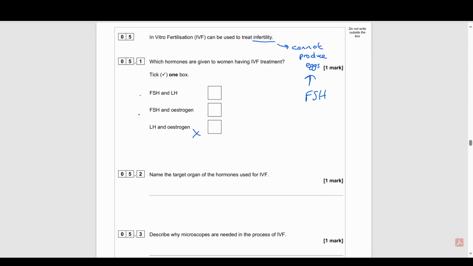But even though some women can produce eggs, they might not be able to release the eggs. There may be a problem with the fallopian tube, or there might be a problem with the ovaries itself. So we want to try and give the woman a hormone that allows the eggs to be released. So the hormone that allows the egg to be released is going to be LH. So that would mean that our first box would need to be ticked for the correct answer.